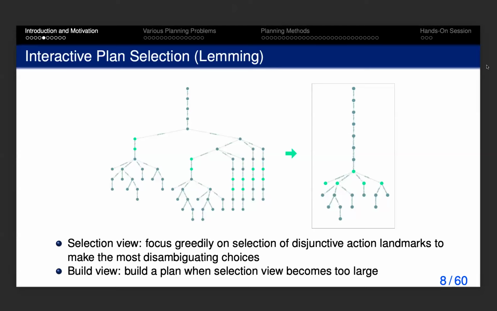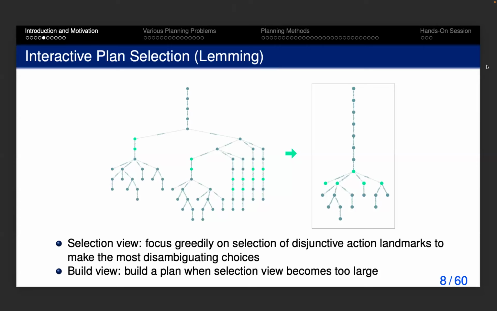So just a little bit touching upon one of the recent applications that we worked on that does require us to find a set of plans. And this is the Lemming problem. One of the very important and challenging problems when it comes to finding more than one plan is the task of how do you show these many plans to the user?